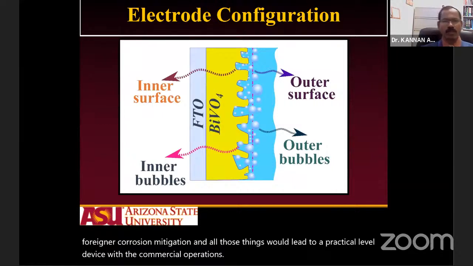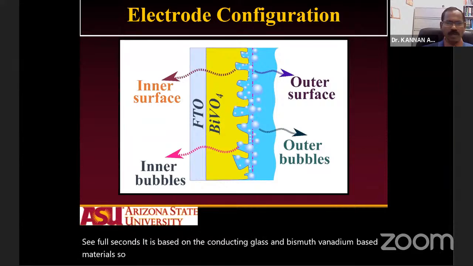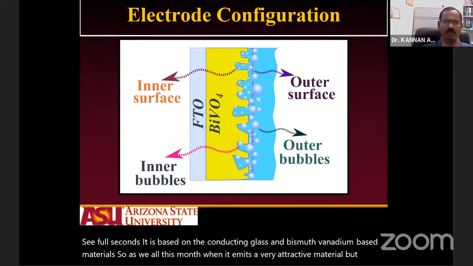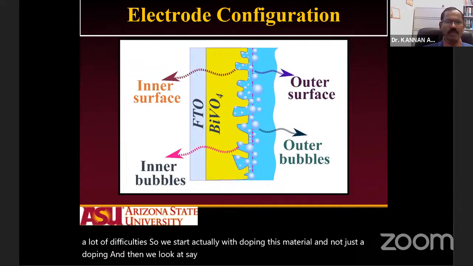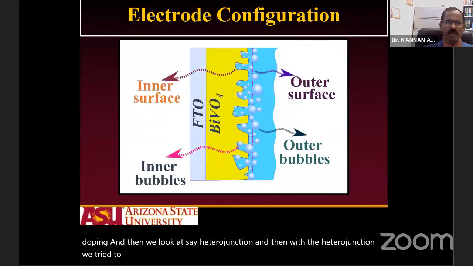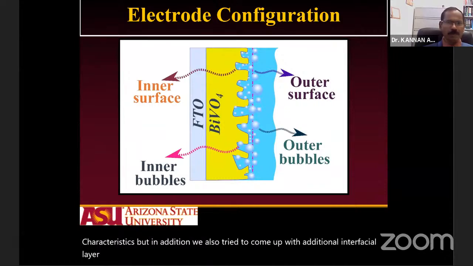So the electrode configuration, which we are going to see in a few seconds, is based on conducting glass and bismuth vanadate based materials. As we all know, bismuth vanadate is a very attractive material, but it has a lot of difficulties. So we start with doping this material, and not just doping, then we look at a heterojunction, and with the heterojunction we try to improve interfacial characteristics. But in addition, we also try to come up with an additional interfacial layer between the heterojunction layers.